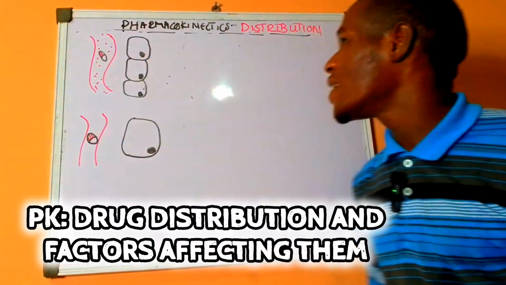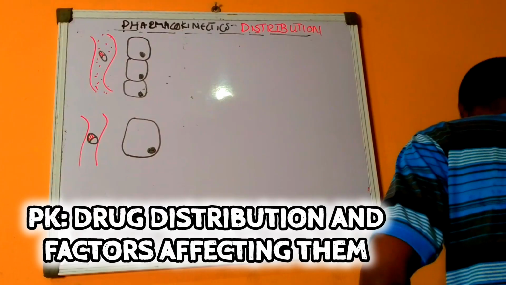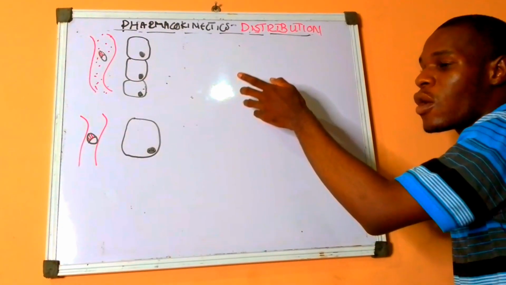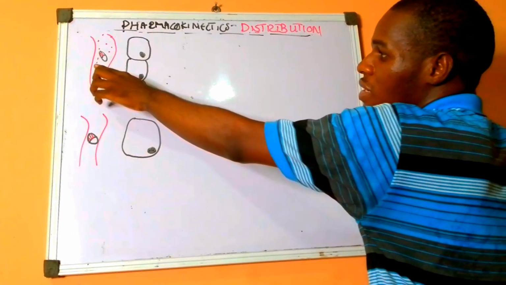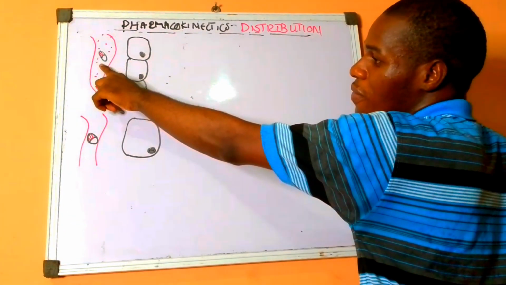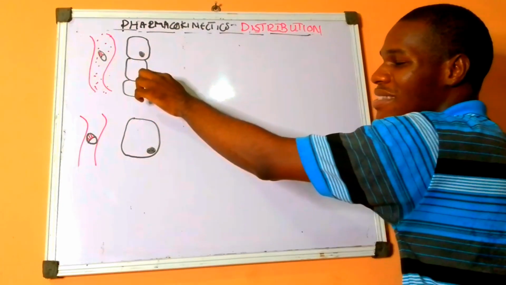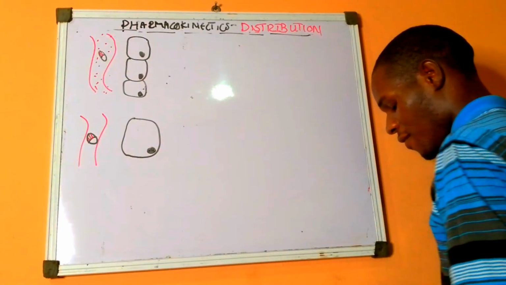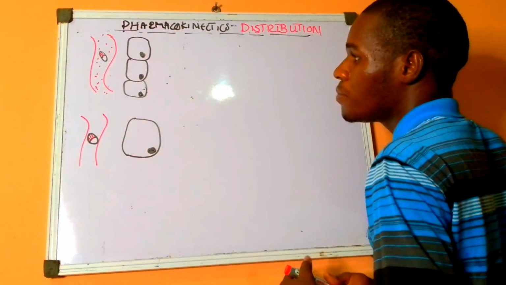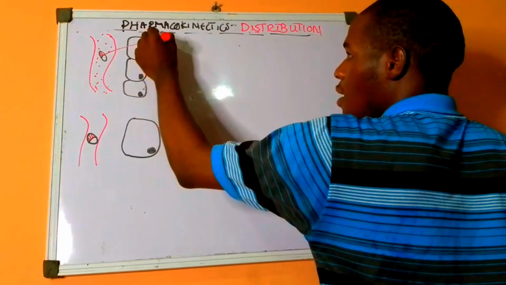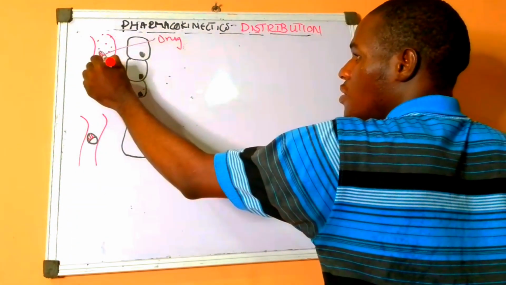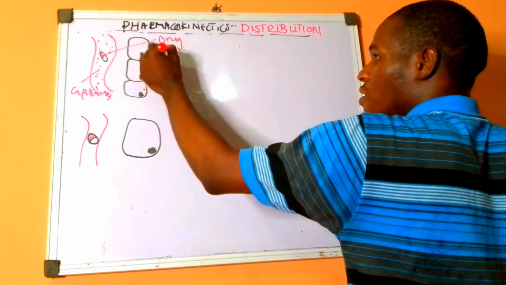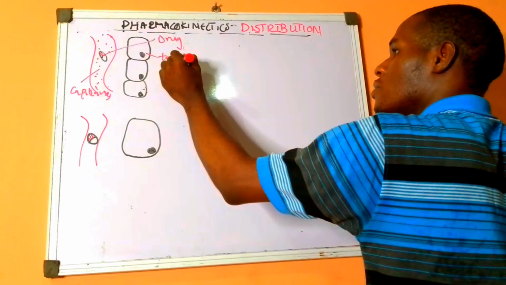In this video, we are going to be looking at pharmacokinetics, drug distribution. Now, drug distribution is a process whereby the drug is distributed from the systemic circulation into the target tissues and cells to elicit its pharmacological effect. So we have the drug in the bloodstream. This is drug A in the bloodstream. This is the blood vessel or the capillaries, any one you want to choose. These are the target cells or tissue.